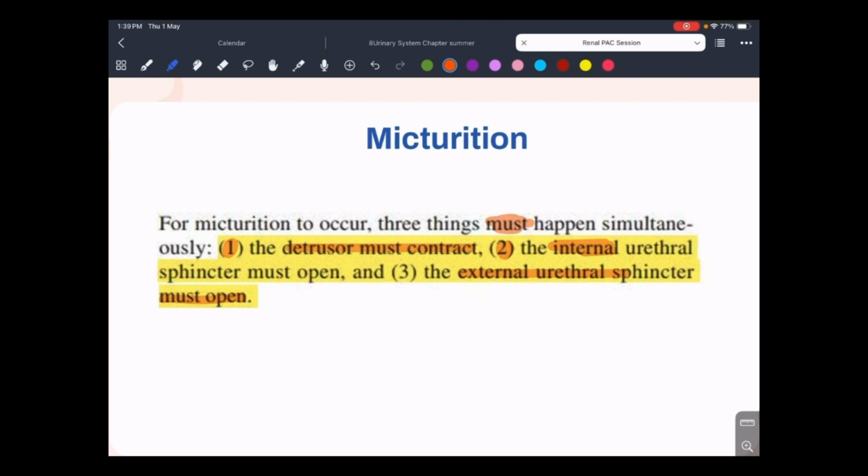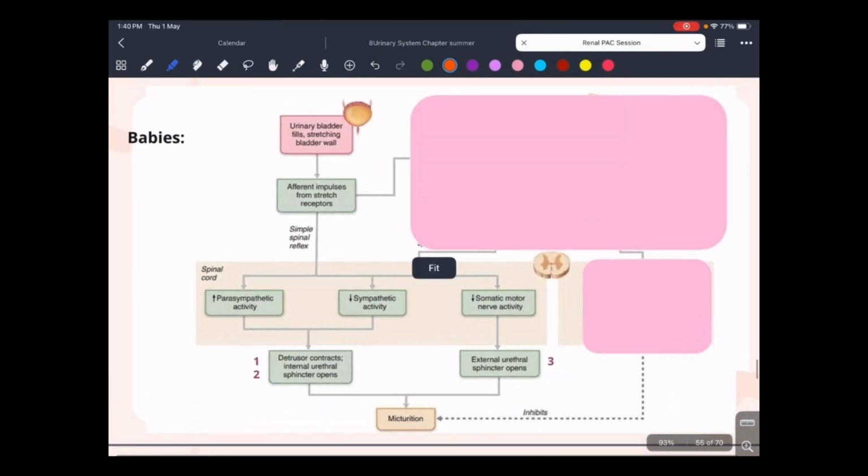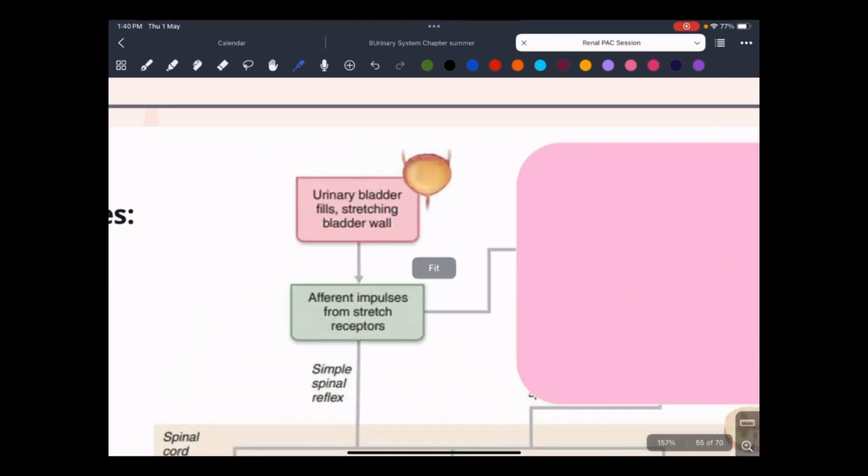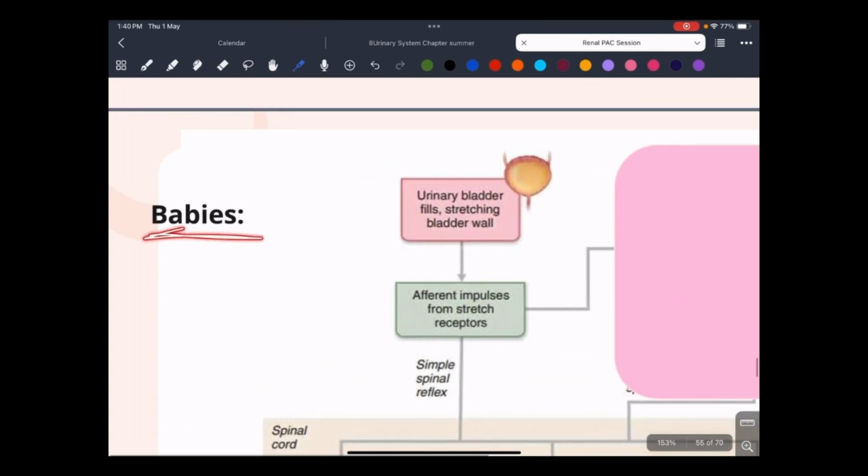So what do I have to do? The muscle has to contract, and the two sphincters must open. Let's see together what happens. Again, diagrams in Bio 2 are actually very helpful if you break them down and simplify the concept. Let's go one by one, okay? We're going to start with babies, and I'm going to tell you why.